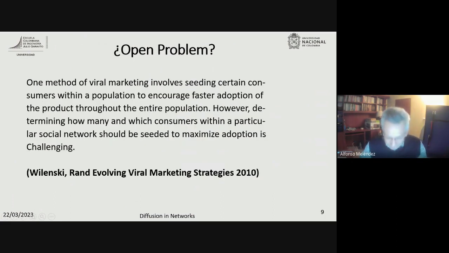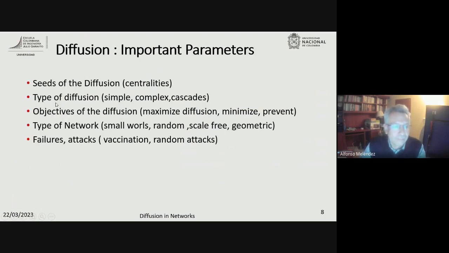Second, and it's very important, type of diffusion. There are a lot of types of diffusion. I mention here the three most important, but there are 5, 6, 10. Simple diffusion. We're going to see this in a minute, in 10, 15 minutes. Complex diffusion, cascades.